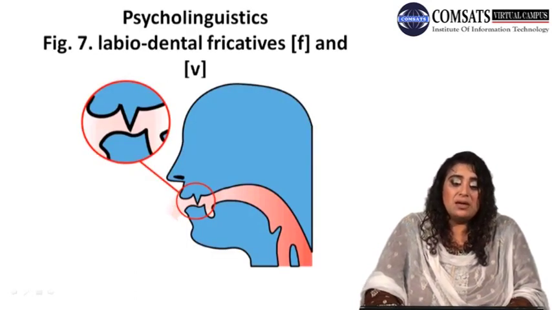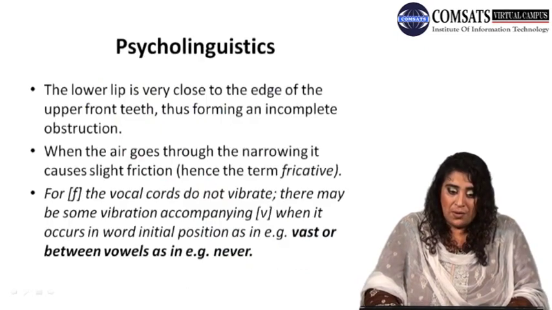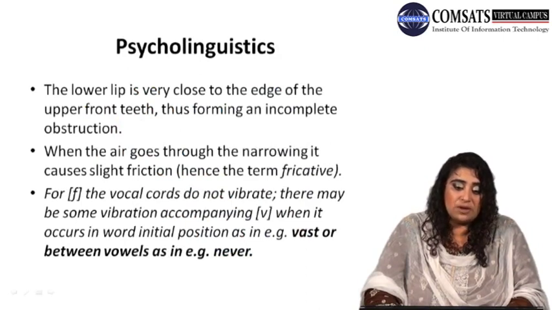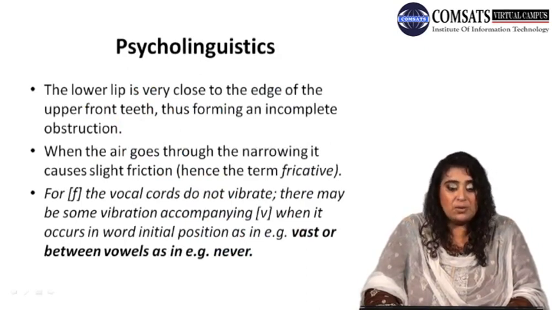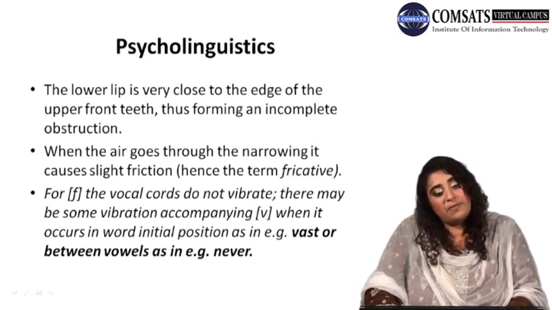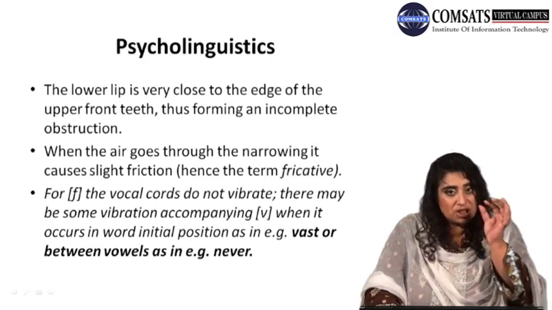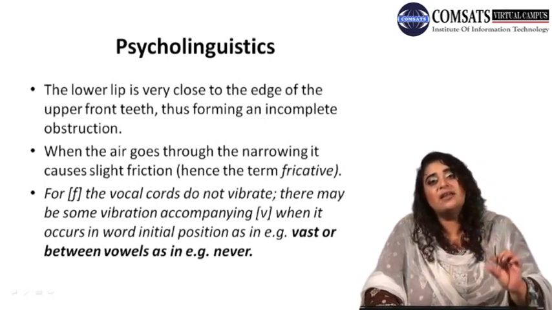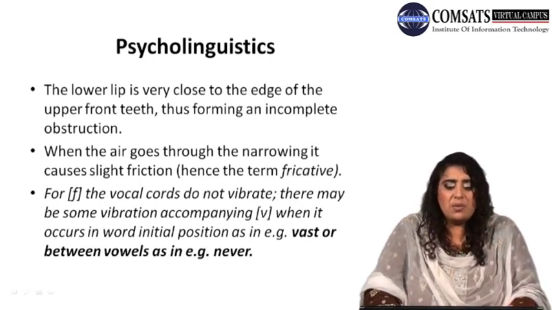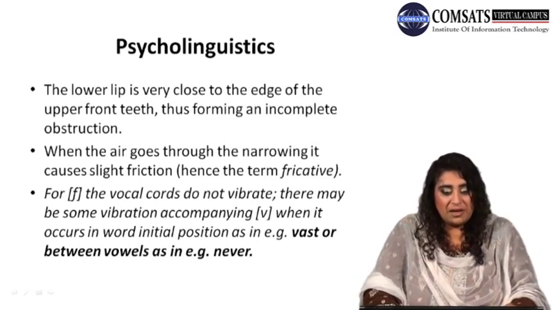This is the labio-dental fricatives, how the air pressure comes out of the lungs and how we produce the sound. Now, the lower lip is very close to the edge of the upper front teeth. आपका lower lip जो है वो आपके upper front teeth के बड़े नज़दीक बनेगा, thus forming an incomplete obstruction. हम lower lip को जब touch करते हैं upper teeth के साथ वो obstruction create करता है, लेकिन बहुत मामूली, very small amount. Now, when the air goes through the narrowing, it causes slight friction. Hence the term fricative. इसलिए हम उसको fricative बोलेंगे.